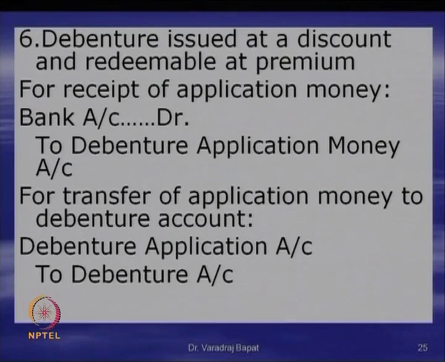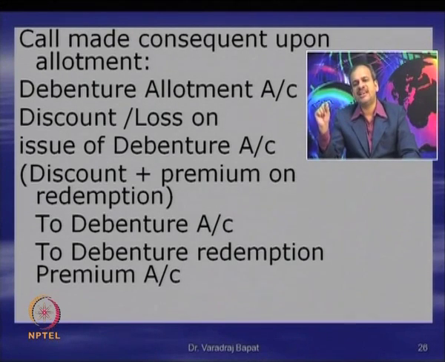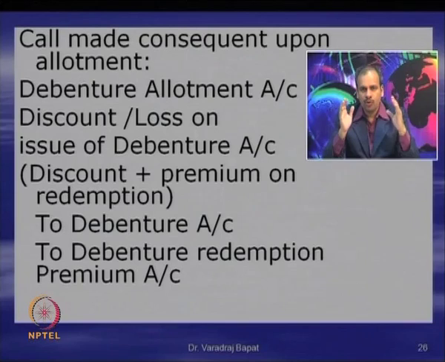Okay. Now, let us go to the next case. Sixth case is where debenture is issued at discount, but it is redeemable at a premium. Again, the first entry is same, bank account to debenture application account. Now, when the transfer is made, it is debenture application to debenture, and on a subsequent call, it is debenture allotment, then debenture discount or loss on issue of debenture account debit to debenture account to debenture redemption premium account. So, I will just take a concrete case, then I think it will be more clear to you.